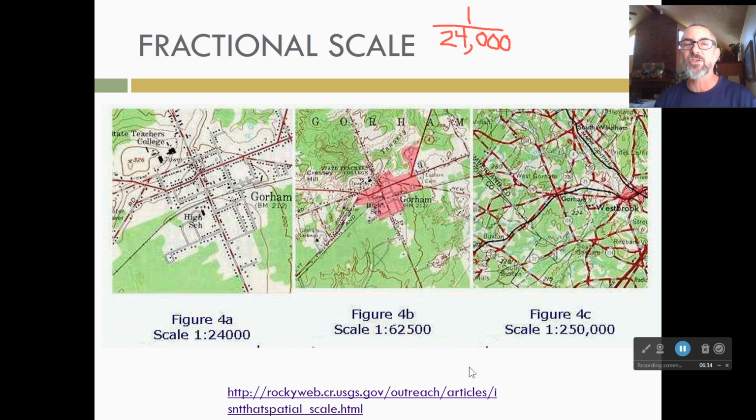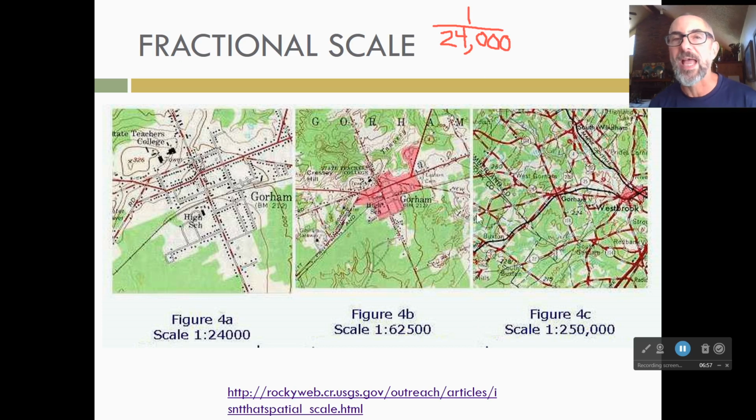So one way to look at the fractional scale is that is how much all of the land terrain features are shrunk down. Every feature on this map, every distance between 2 points is shrunk down 24,000 times. Every distance on this map is shrunk down 62,500 times, and so on.